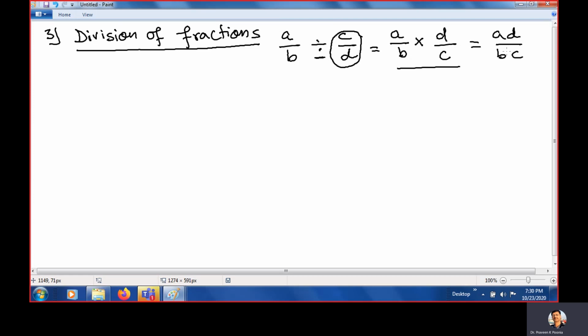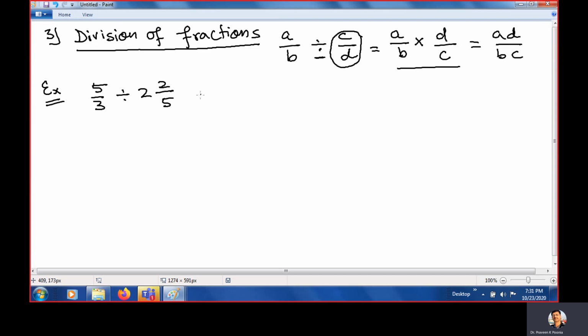So the division is almost like multiplication. Only what is the difference? You need to take the reciprocal of the second fraction. For example, you will understand here: let us take 5 upon 3 divided by 2, say, 2 and 1 upon 5.